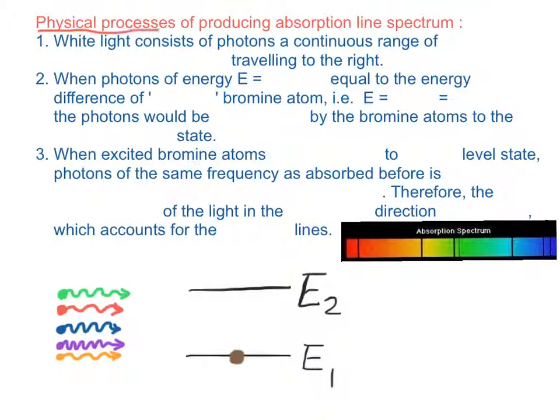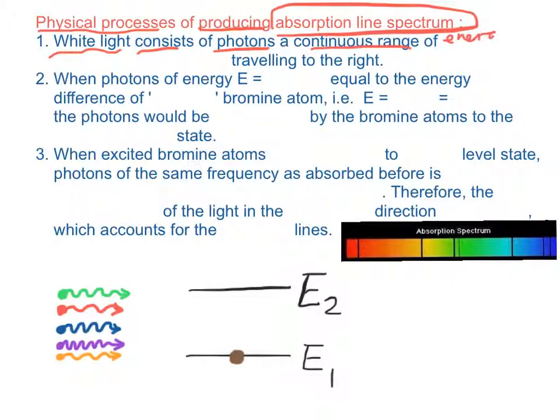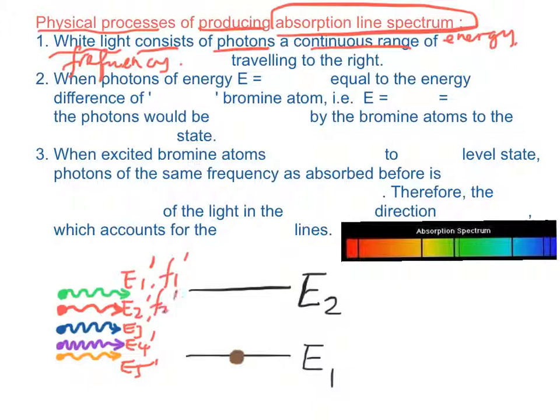Let's see the physical process of producing the absorption light spectrum. White light consists of photons of a continuous range of energy E1, E2, E3, E4, E5, and a continuous range of frequency also, with frequency f1, f2, f3, f4, and f5.